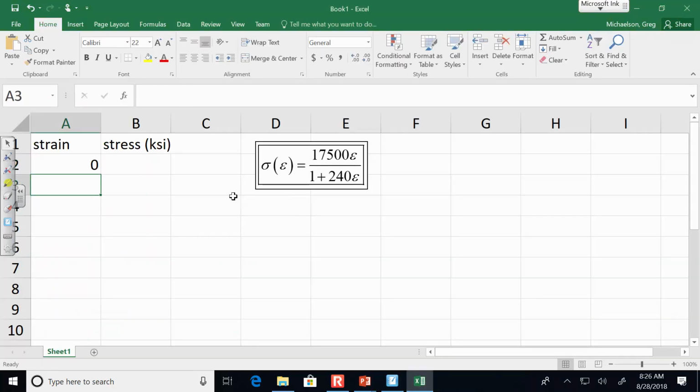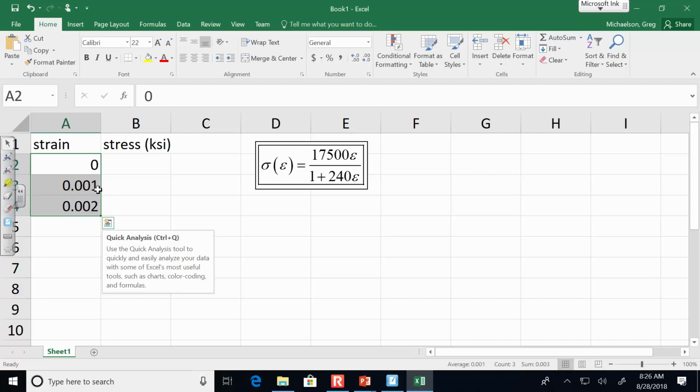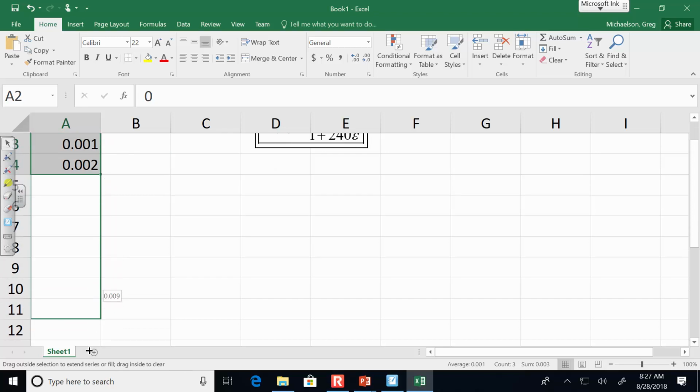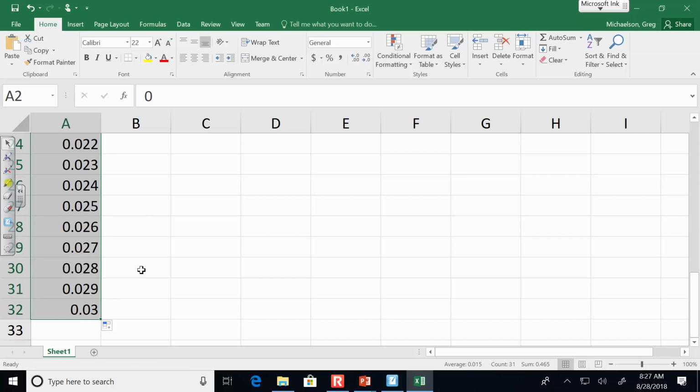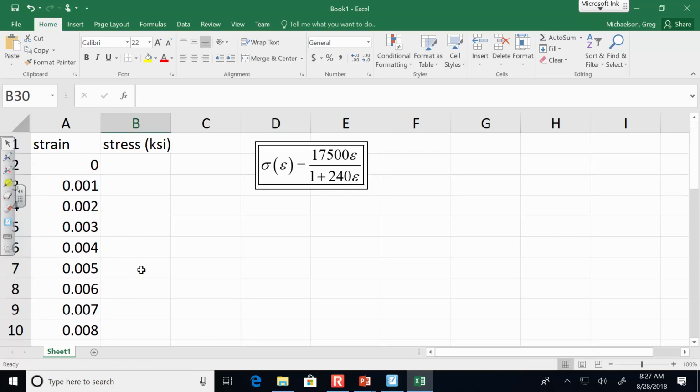So I'm going to start off with 0, then 0.001, 0.002, and then I can take this. Forgive me if I'm going too fast, but let me know. Those of you who had me for computations, we did this in there. I can highlight this region, and remember that little cursor on the bottom, where the plus sign turns to a thinner black plus sign. I can grab that and drag, and it'll continue that pattern. Y'all remember that? Been a while, right? Everybody remember that?